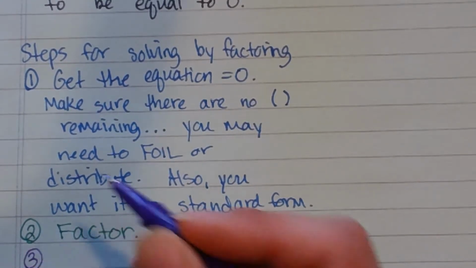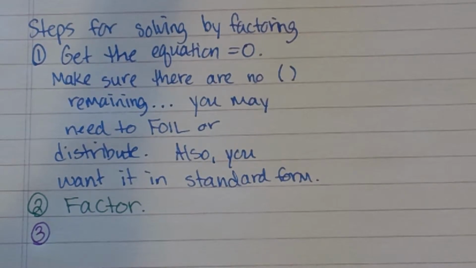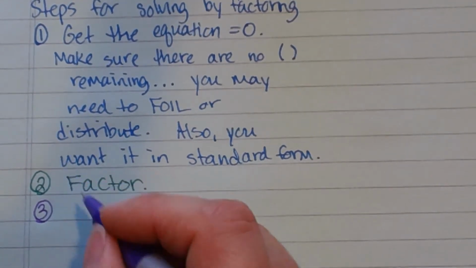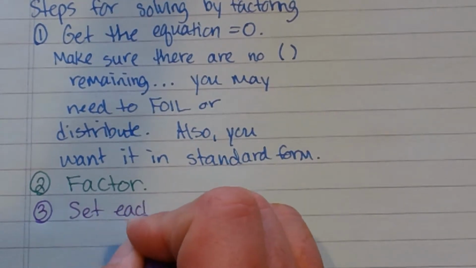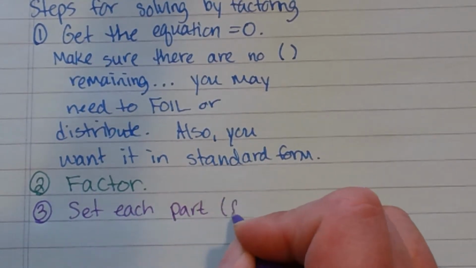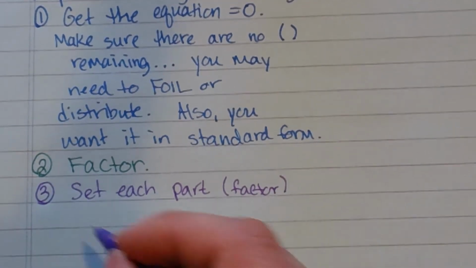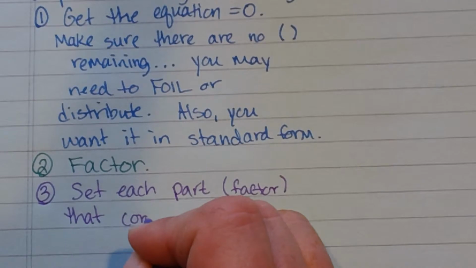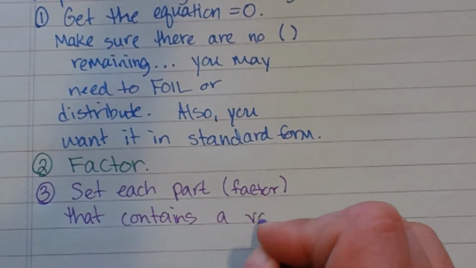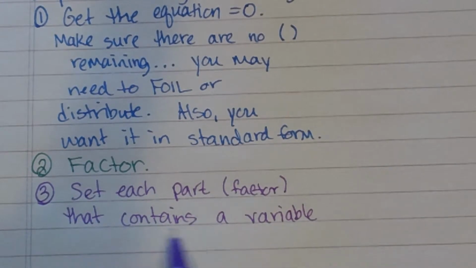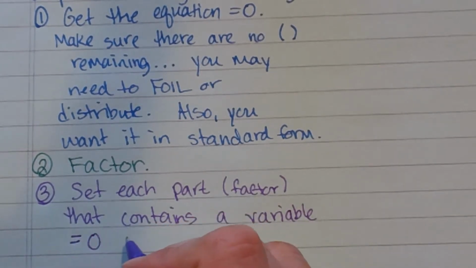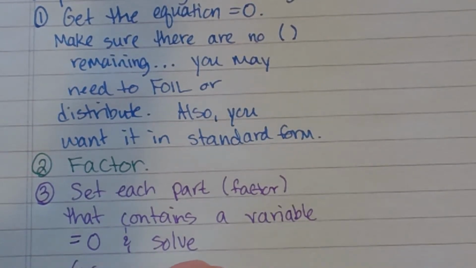And then after we factor, normally we factor and then quit, but since we're solving, we are going to go a step further, and we are going to set each part, each part is called a factor, that contains a variable, equal to 0 and solve. And do you remember what that is called when we have a product that equals 0 and we set each part equal to 0? That is called using the zero product property.